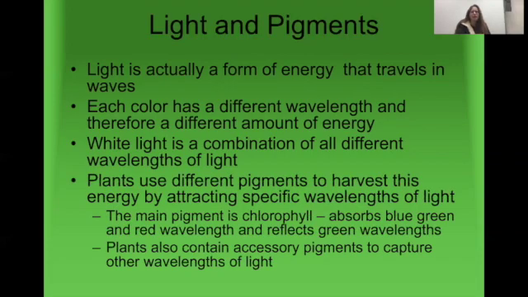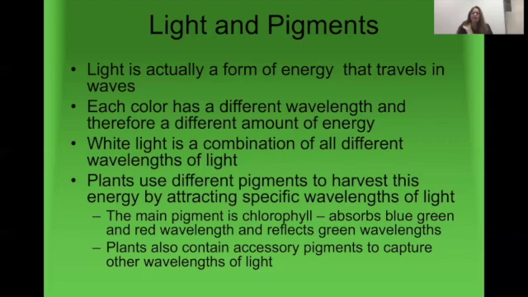Plants are going to use these different pigments to harvest the energy by attracting specific wavelengths of light, and they're going to do that with chemicals, and the main chemical is chlorophyll. There are two forms of chlorophyll, chlorophyll A and chlorophyll B, and they absorb a little bit different wavelength of light on that spectrum. This is going to absorb the blue and red wavelengths, and it's going to reflect back to your eye green, which is why your plant appears green.